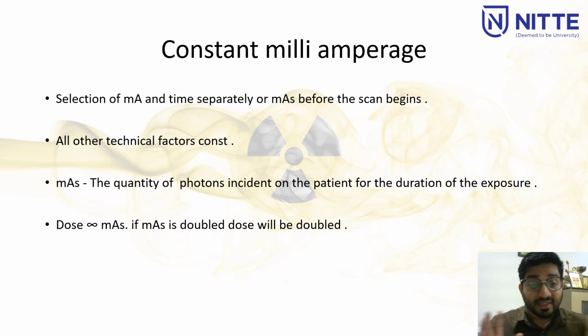All other technical factors are constant, and mA is the quantity of photons incident on the patient for the duration of the exposure. The dose is directly proportional to mAs. If the mAs is doubled, the dose will be doubled.